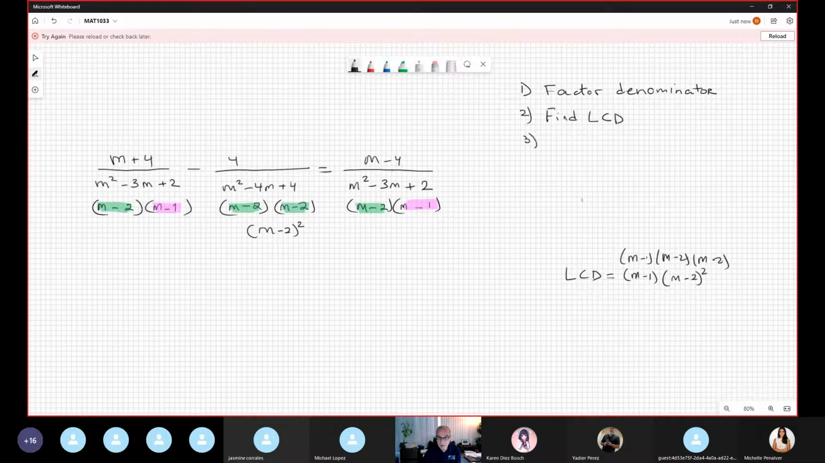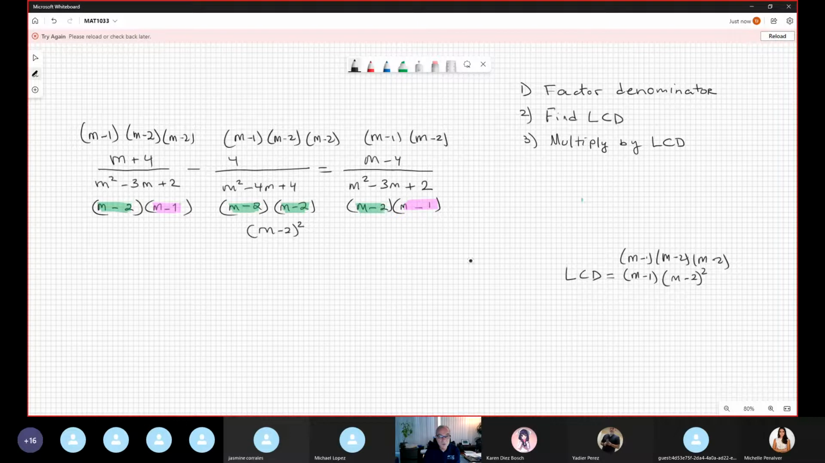Step 3 is multiply by the LCD. This idea is classical. This idea is magic. When you multiply an equation that contains fractions, numerical or non-numerical, by the least common denominator, magically the fractions disappear. No fractions anymore. But you need to be careful. I forgot the restrictions.